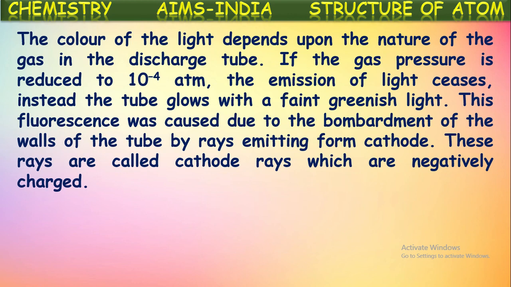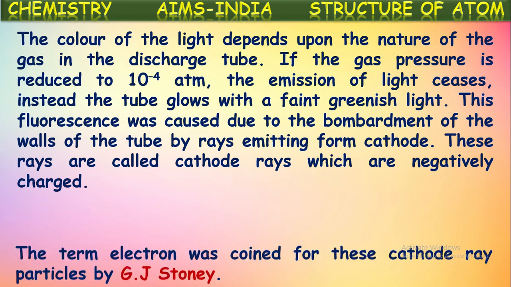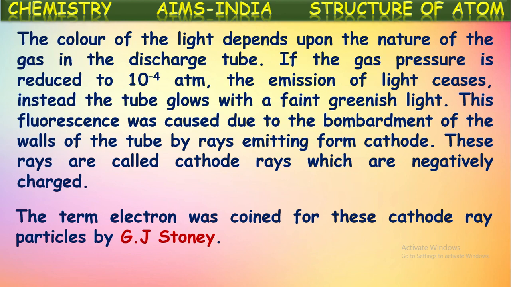These rays he called cathode rays, which are negatively charged because these particles are emitting from the cathode side to the anode side. So he arranged a screen at the back of the anode and he observed the flashes on the screen as particles were striking that screen. He called those particles cathode rays, which have negative charge. The term electron was later coined for these cathode ray particles by the scientist G.J. Stoney.